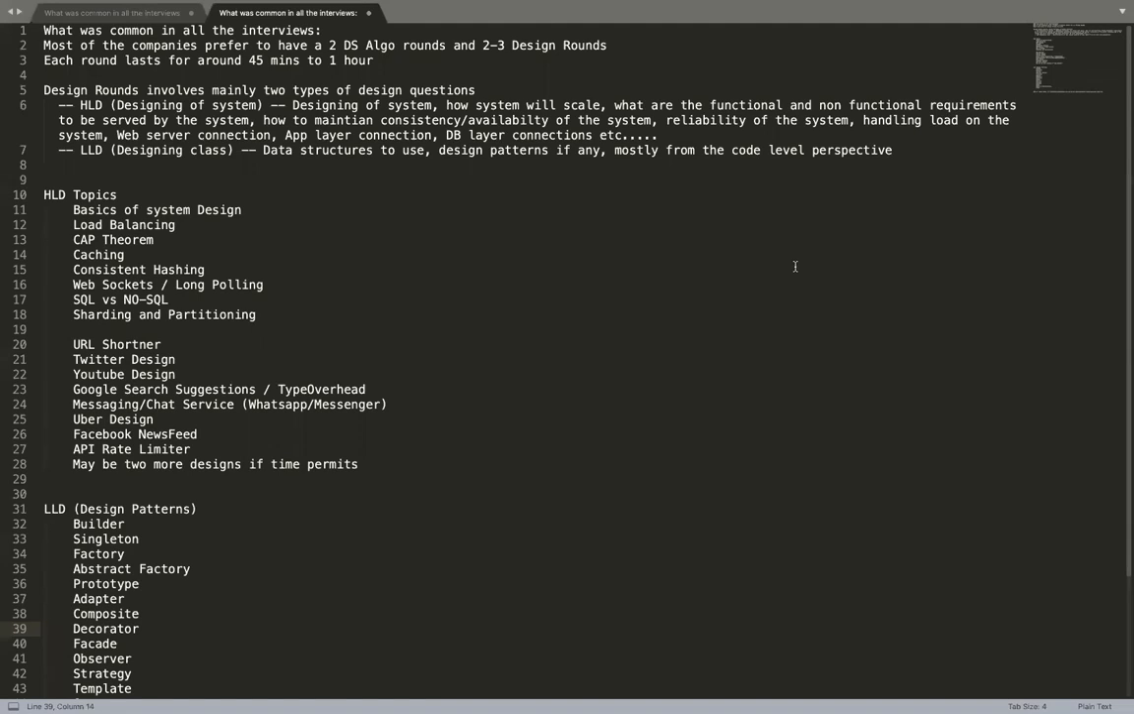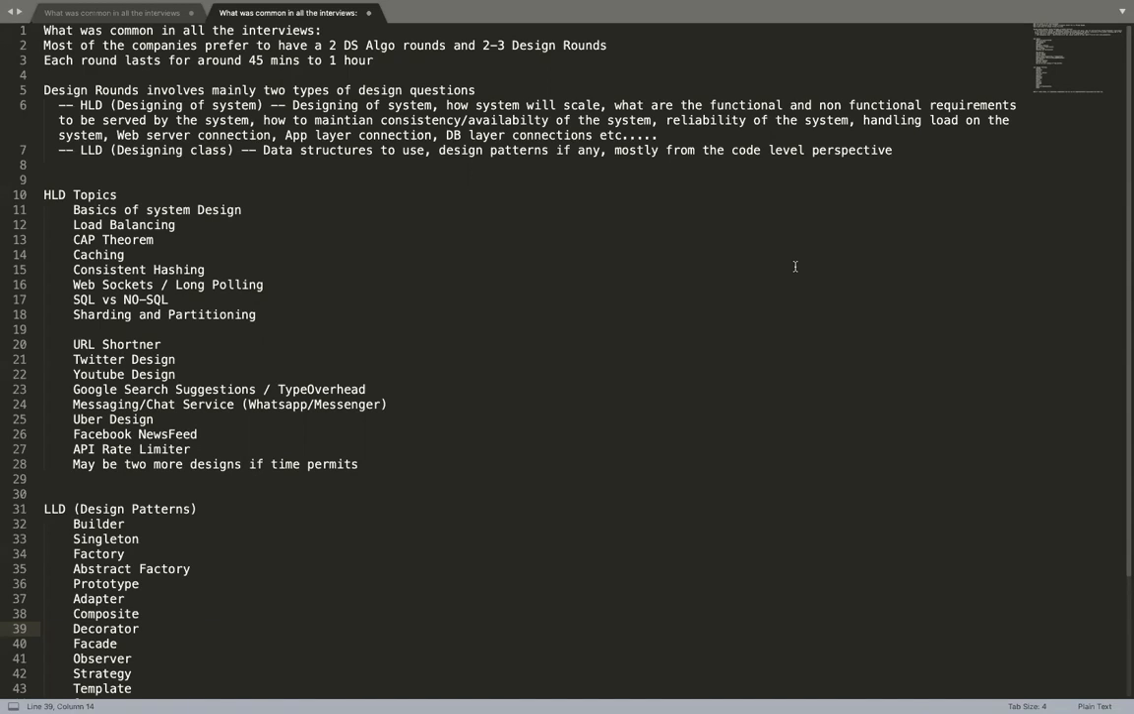In low level design, generally a very specific problem will be given to you, and they'll ask you to design the classes, how you will write the code, what design patterns you can use to make your code more readable and more robust.